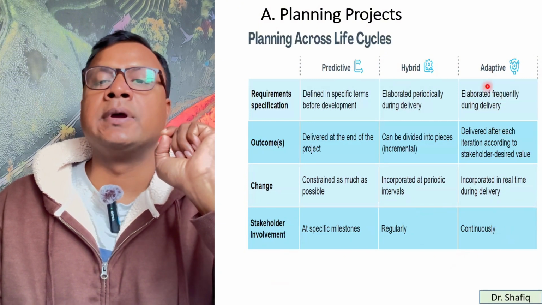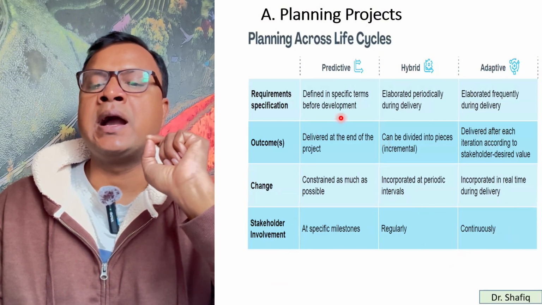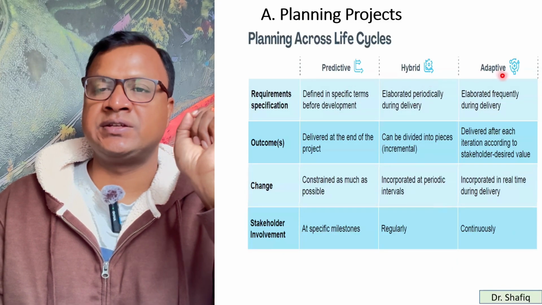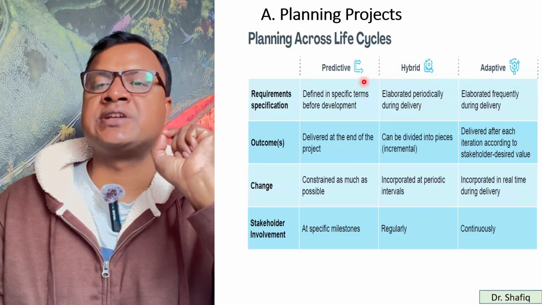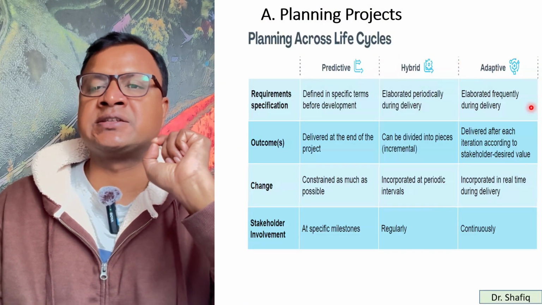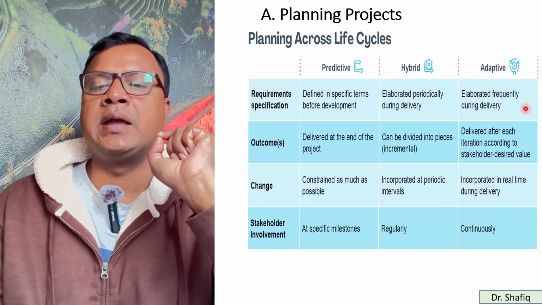So now we are clear about the differences between predictive, hybrid, and adaptive. Predictive is fixed, predefined, pre-planned. Adaptive is change-based. So anywhere changes are embraced and accepted to satisfy the customer. And hybrid is a combination of both.